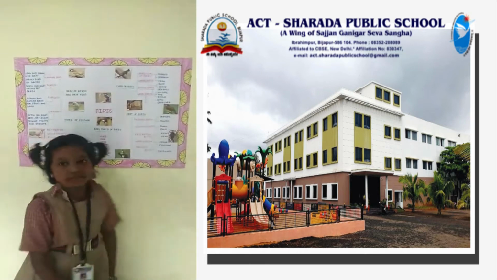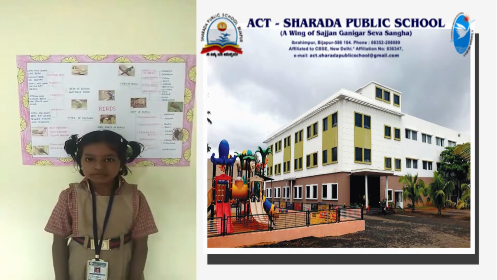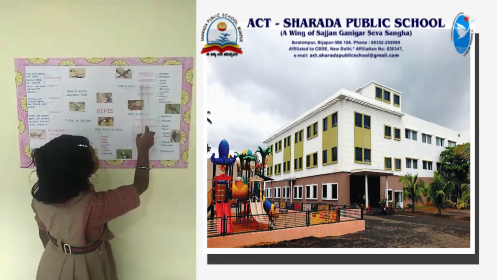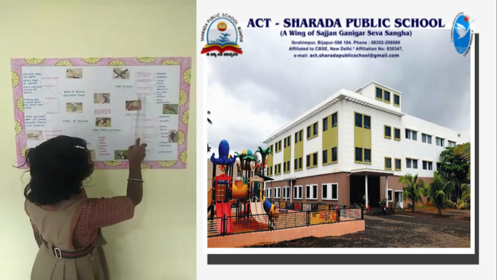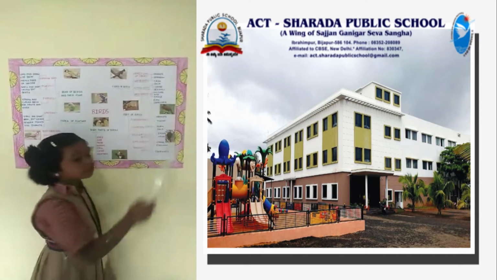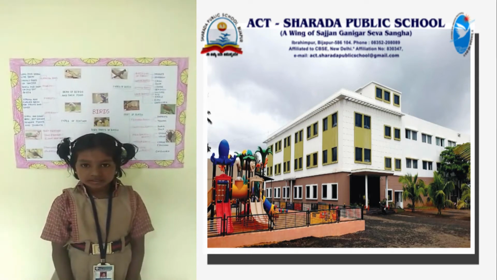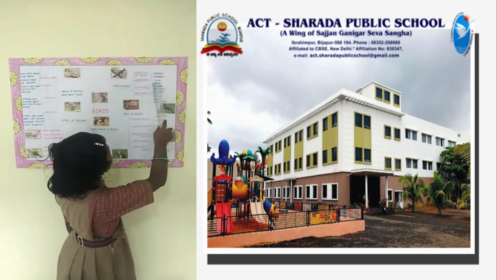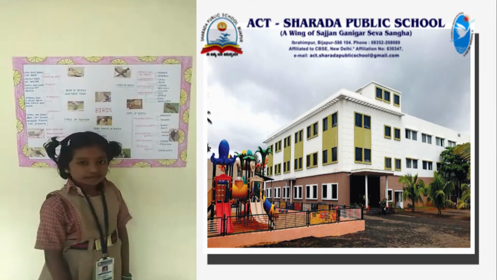Types of birds. According to their living place, birds are classified into 4 types: birds that live on trees, water birds, flying birds and land birds. Birds that live on trees: some birds such as parrots, sparrow and crow live on trees.